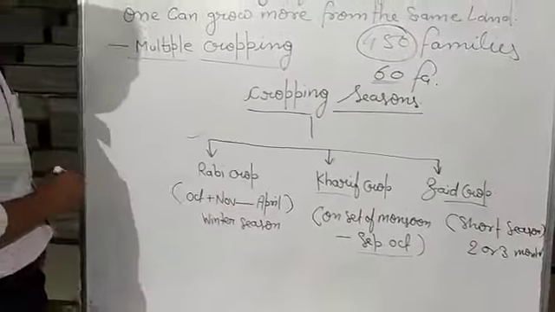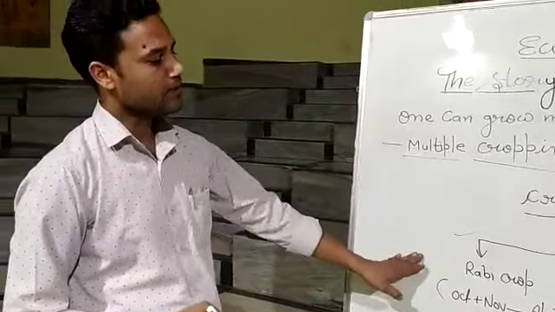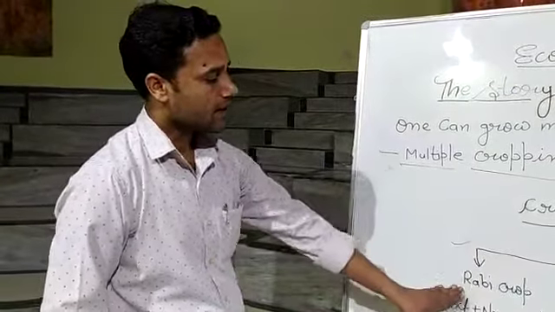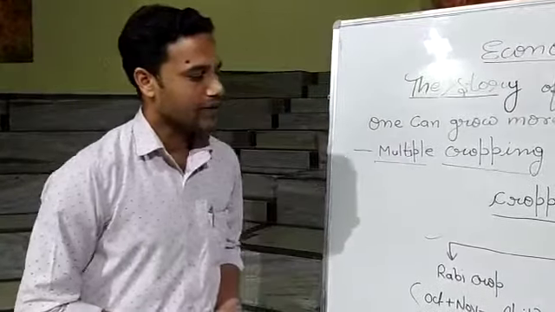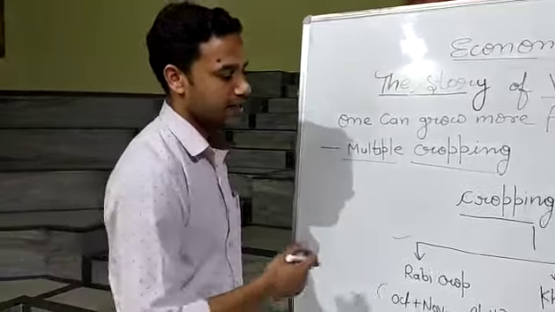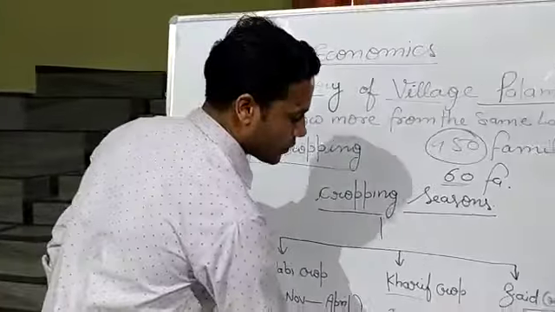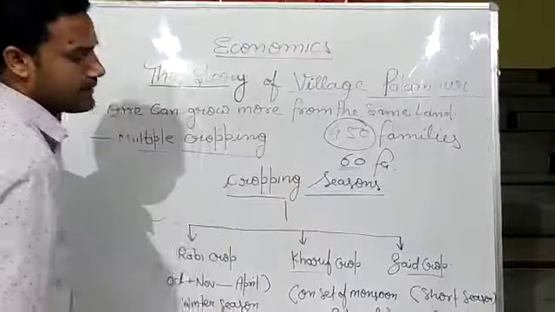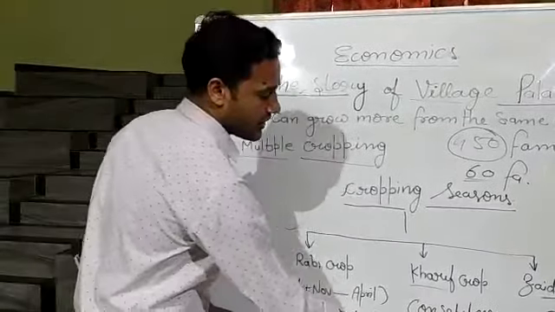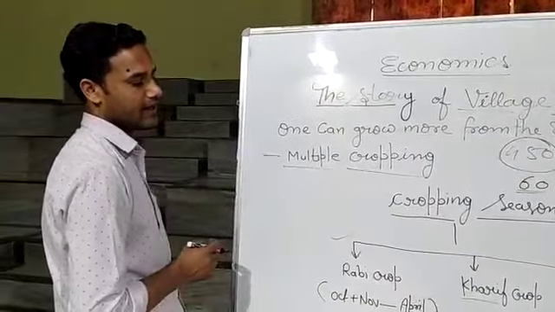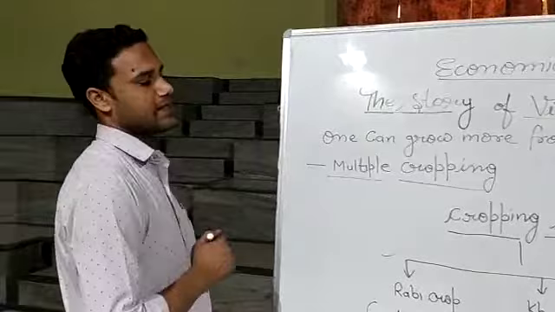So here it is clear, we have 3 types of crops in the cropping seasons: Rabi, Kharif and Zaid, where we grow different types of crops in different seasons. As I told you, sugarcane and rice are the major Kharif crops, and jowar and bajra are also grown under the Kharif crop. So these are the cropping seasons in India.